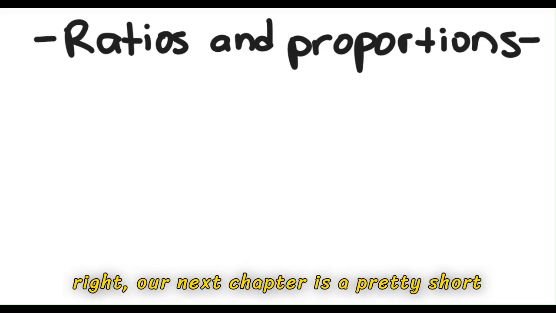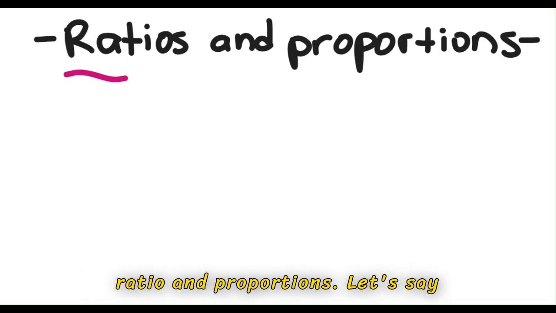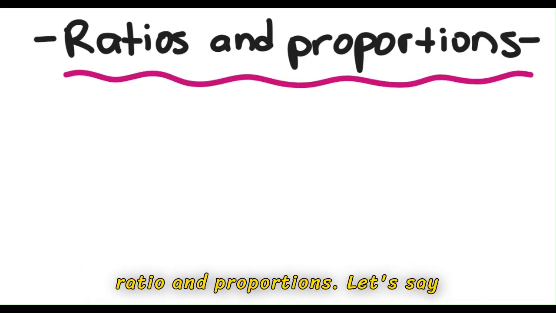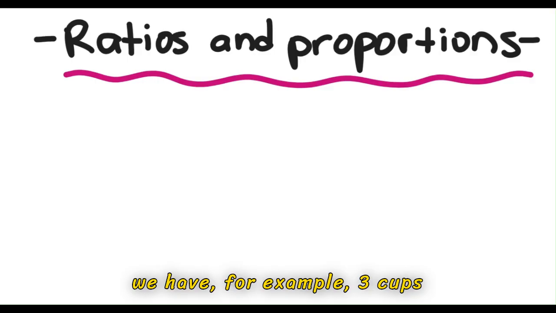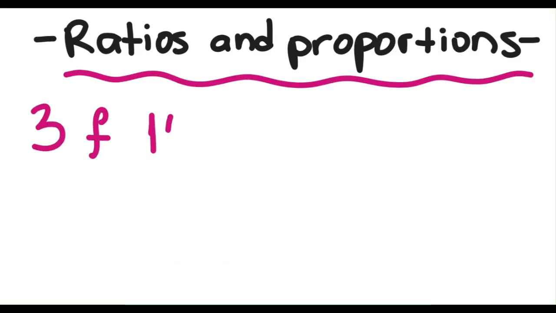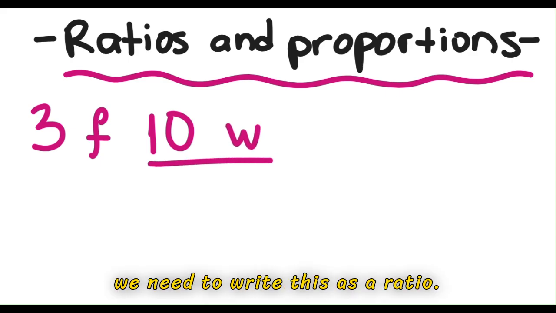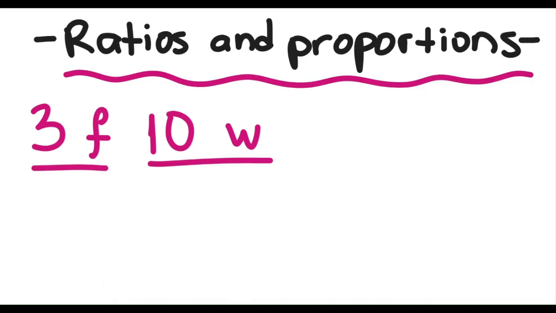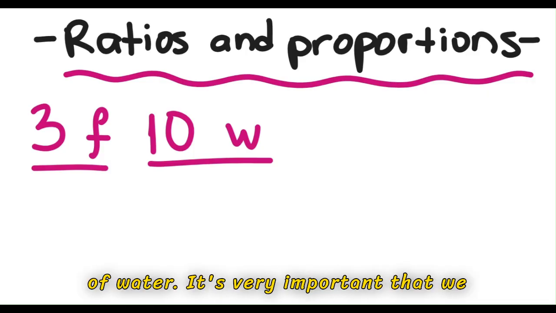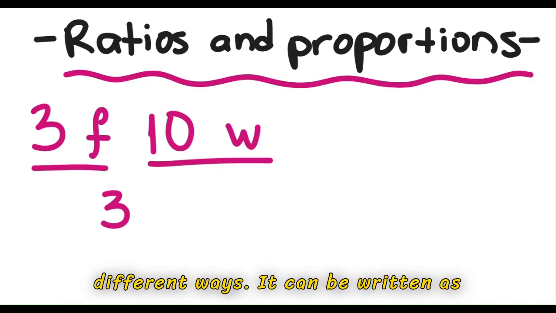All right, our next chapter is a pretty short one, but a very important one. It's ratio and proportions. Let's say we have, for example, 3 cups of flour for 10 cups of water. Now, we need to write this as a ratio. So, 3 flour to 10 of water. It's very important that we know the ratio can be written in multiple different ways.